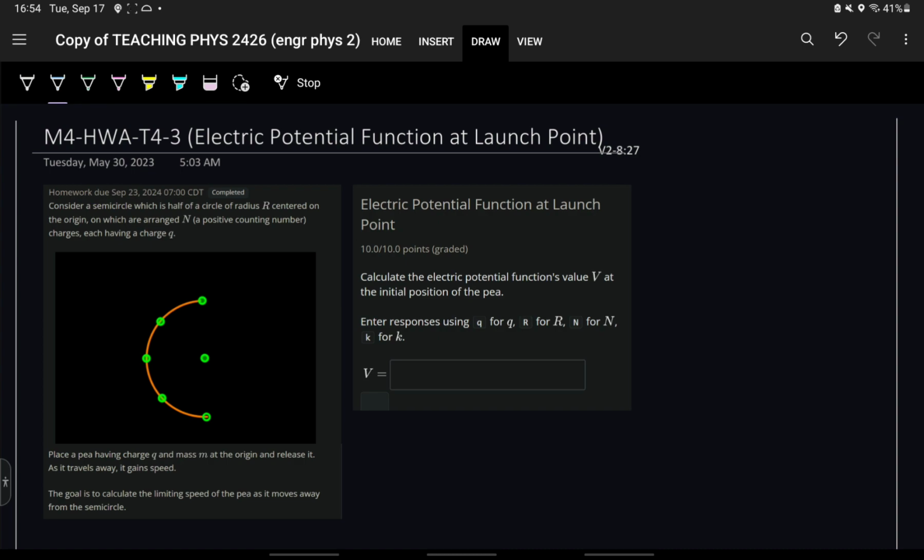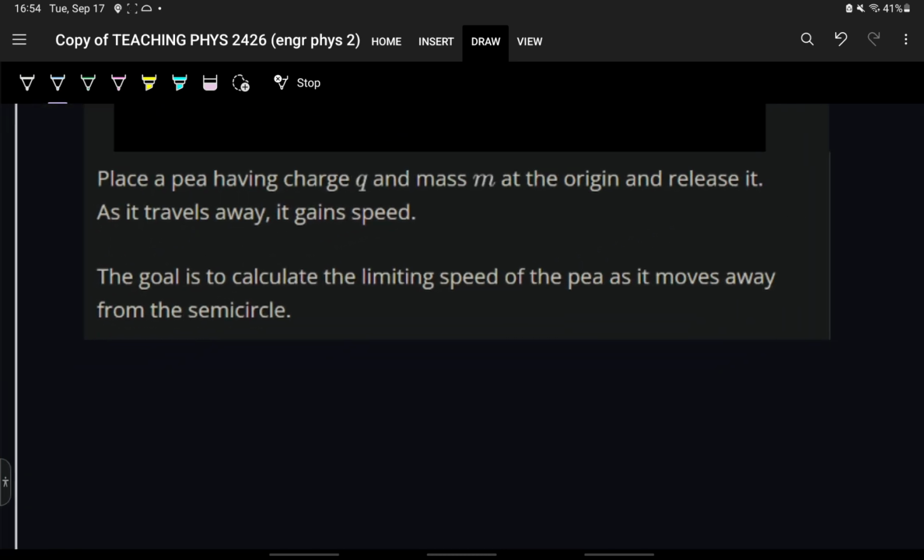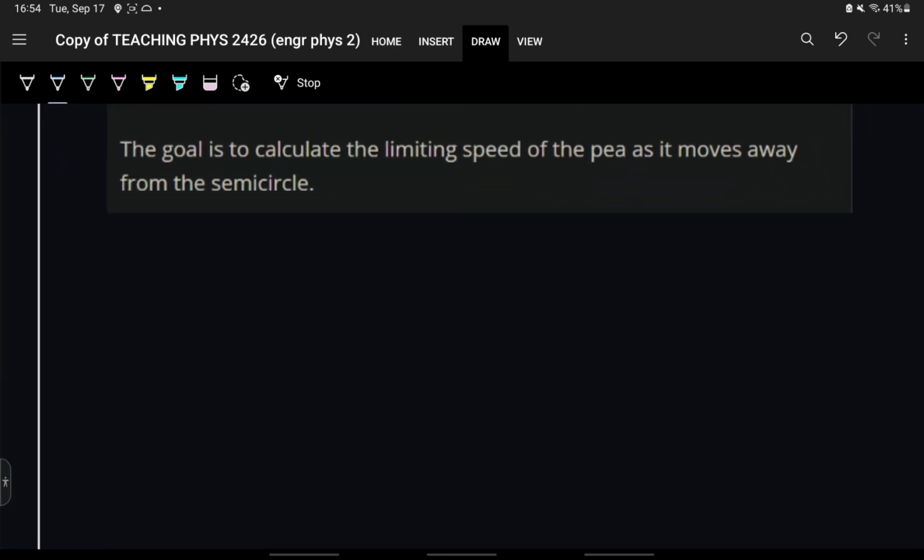The electric potential capital V at a point in space due to a point charge q sub I located at distance r sub I from that point is given by capital V sub I equal to k times q sub I all divided by r sub I, where k is Coulomb's constant, q sub I is the charge of the ith point charge, and r sub I is the distance from the charge to the point where the potential is being calculated.